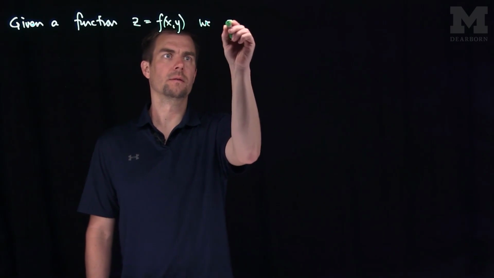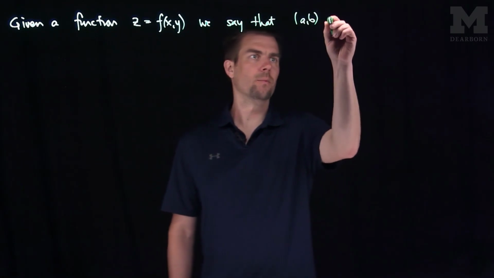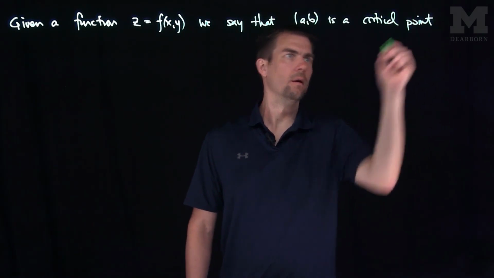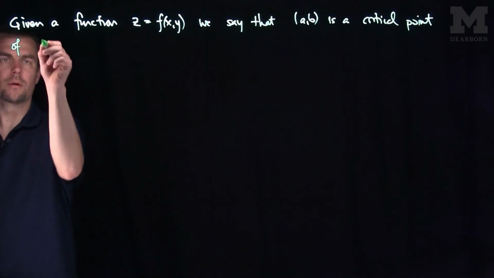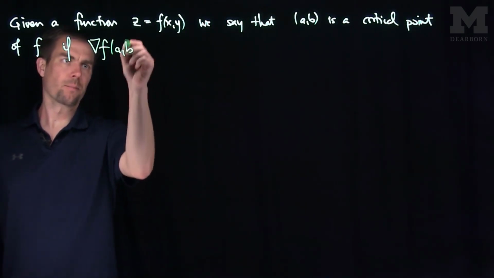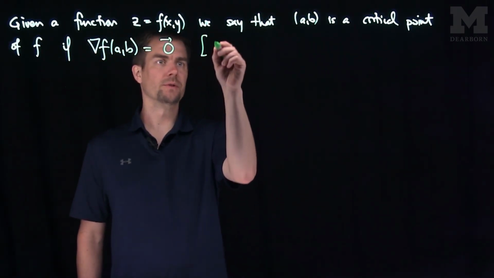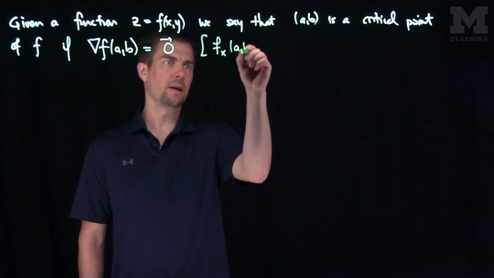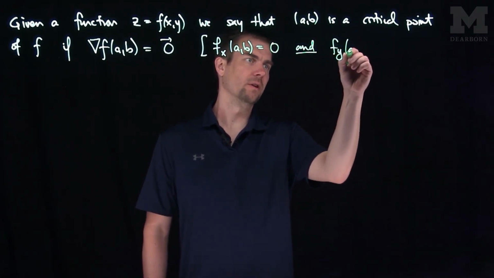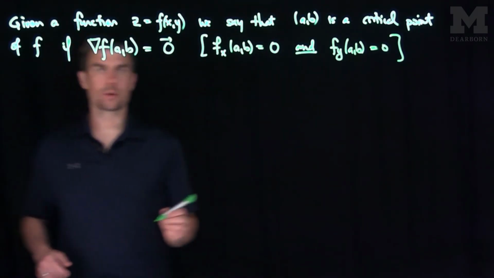We say that a point (a, b) is a critical point of f if the gradient of f at the point (a, b) is the zero vector, which, for a function of two variables, is equivalent to saying that the x partial derivative at (a, b) is equal to 0, and also simultaneously the y partial derivative at (a, b) is equal to 0. And so that's what a critical point is.